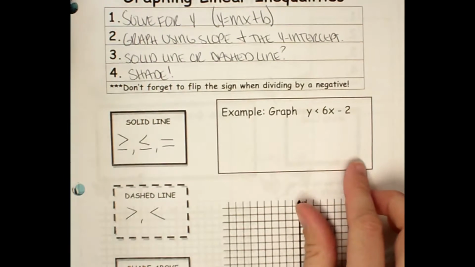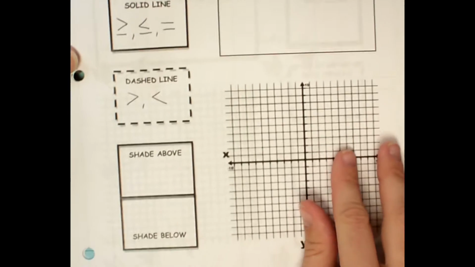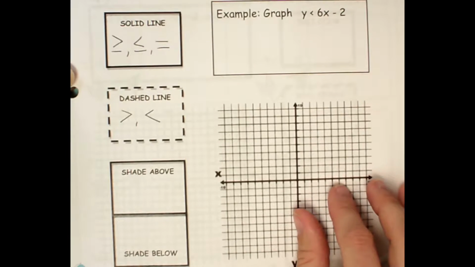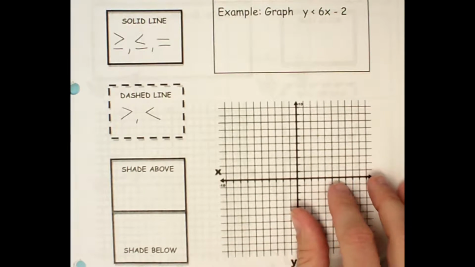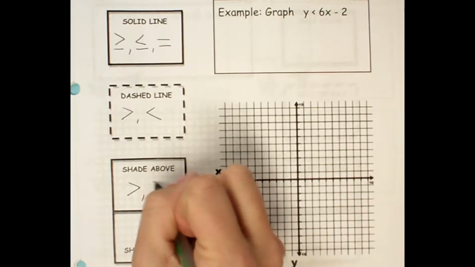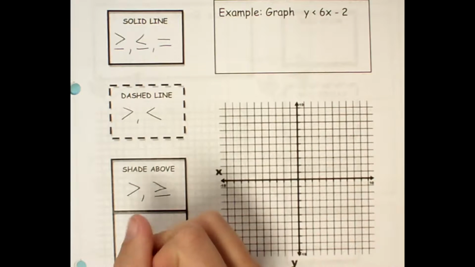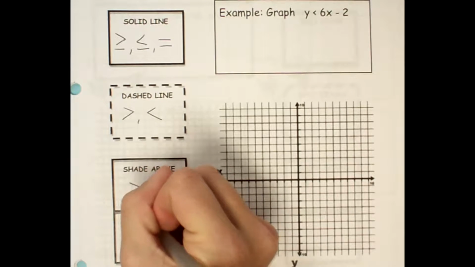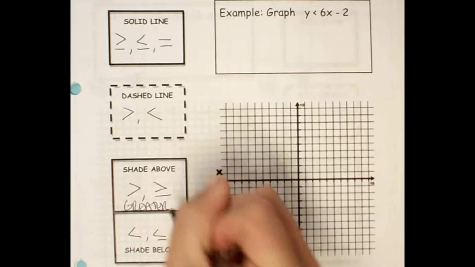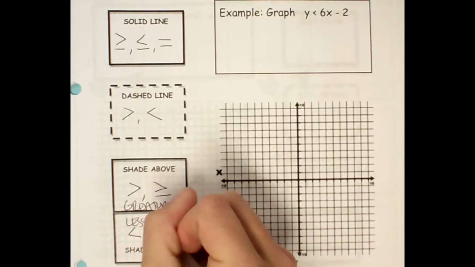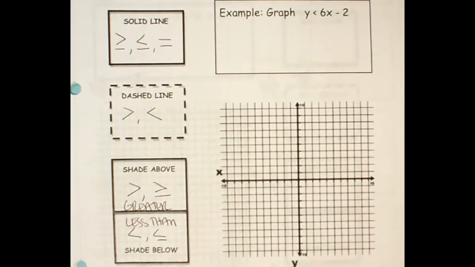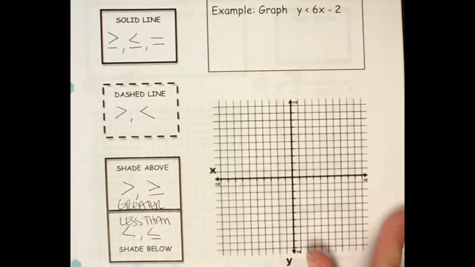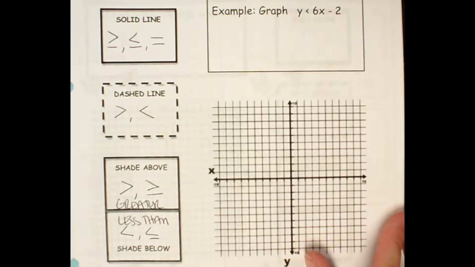Okay? And then for shading above and below, shading above is the greater than or equal to. Shade below is less than or equal to. So this is the greater than, you shade above, less than, you shade below. So take a minute, make sure you have all that written down. If you need to pause the video, go ahead and pause it.